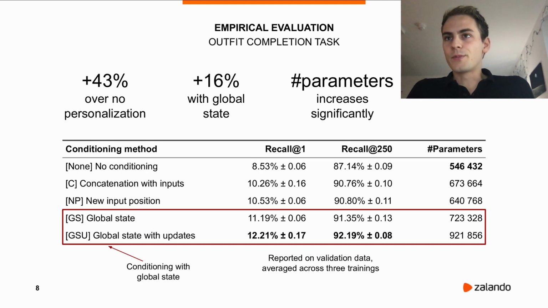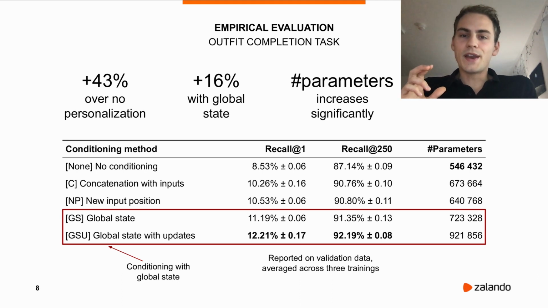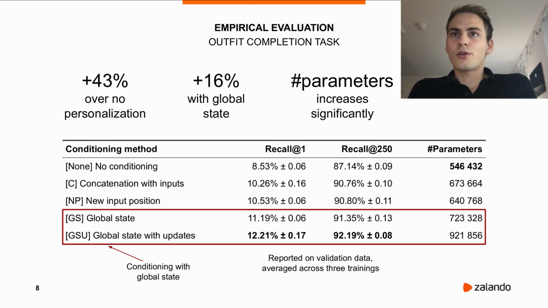Now the number of parameters also increases. So in reality, when one wants to use this in a business context, this trade-off needs to be made. How much worth the increase in parameters is, given the improvement in recall. Recall is how often the model manages to predict the right item at the rank 1 or among the first 250 ranks in the 3rd column.